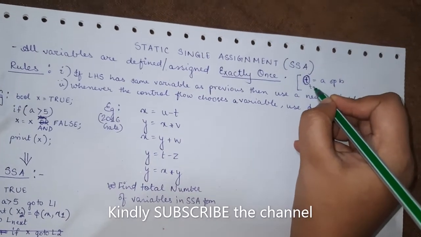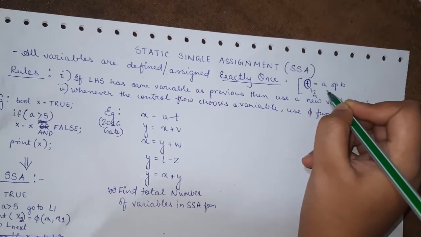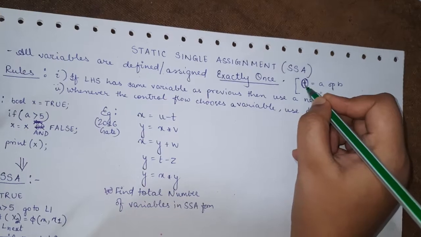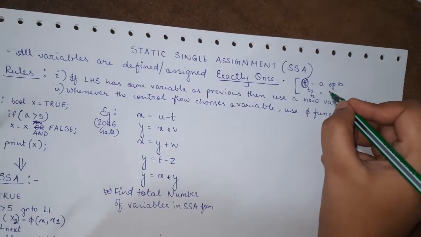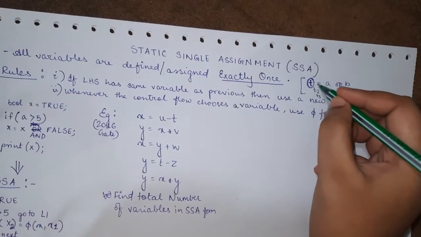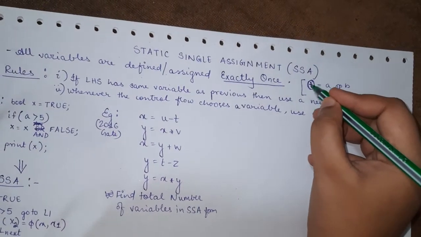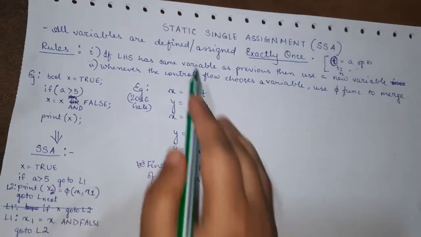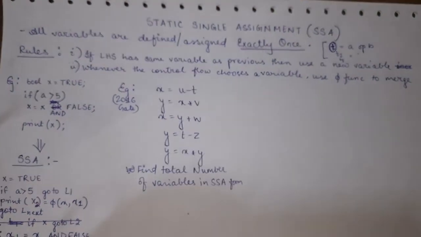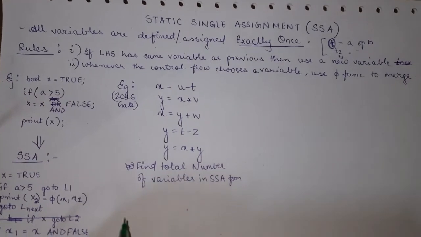After that we may use t2, t3 on the left hand side if we want to denote the same variable, and we can use it unlimited times on the right hand side. But on the left hand side of TAC, a variable should occur exactly once. So all the variables are defined or assigned exactly once in SSA form.